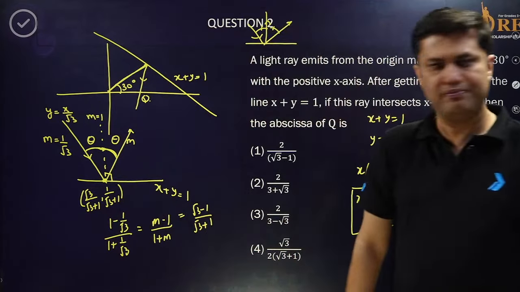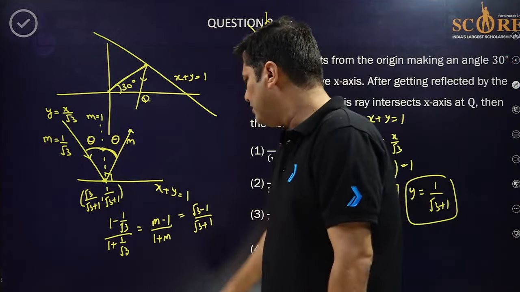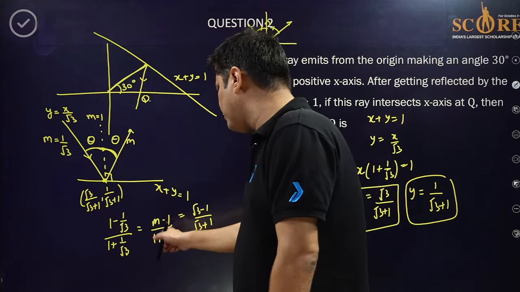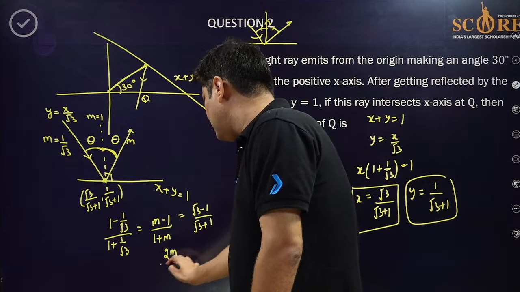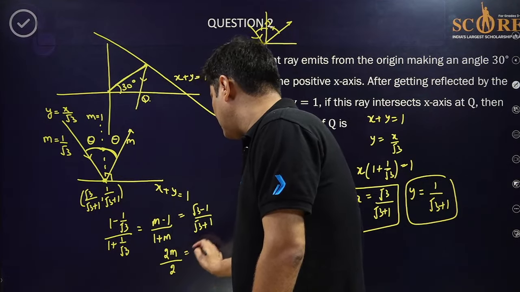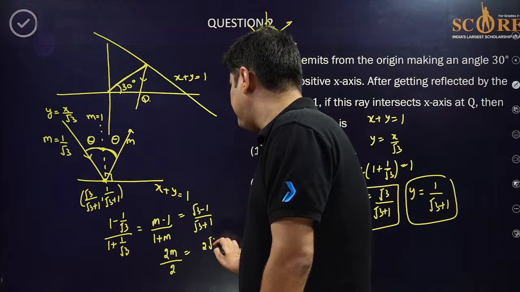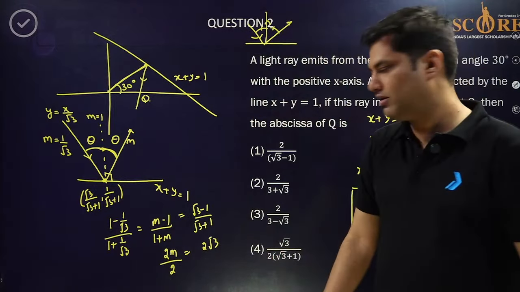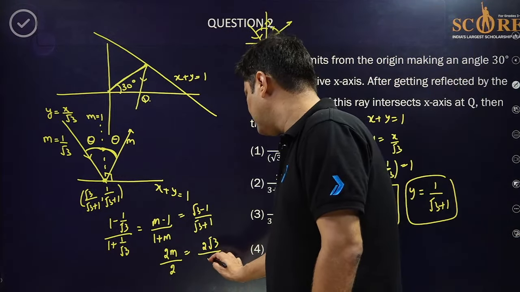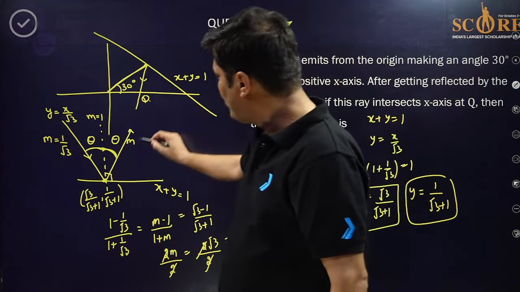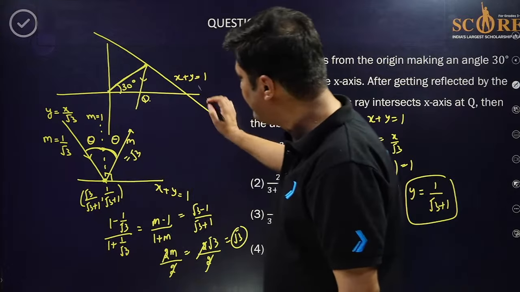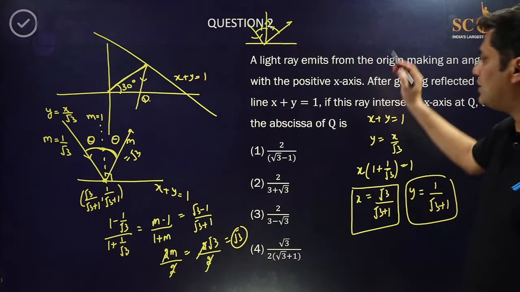Can you find m? Yes. If you apply componendo dividendo, if you add both of them, the numerator is m minus 1 plus m plus 1, so this is 2m, and subtracting gives 2. On the other side, adding gives 2 root 3 and subtracting gives 2. The slope is root 3. So the slope of the reflected ray is root 3.